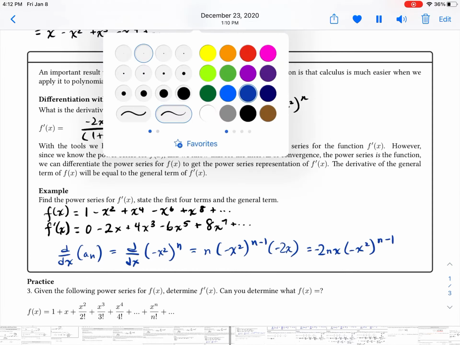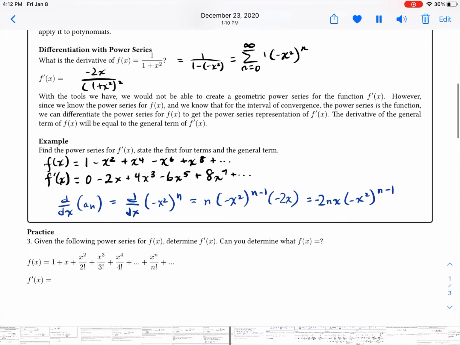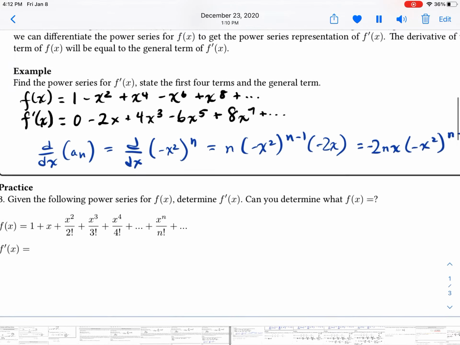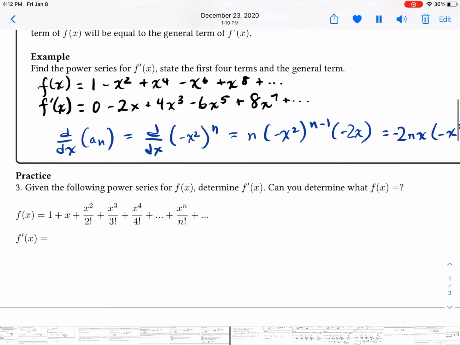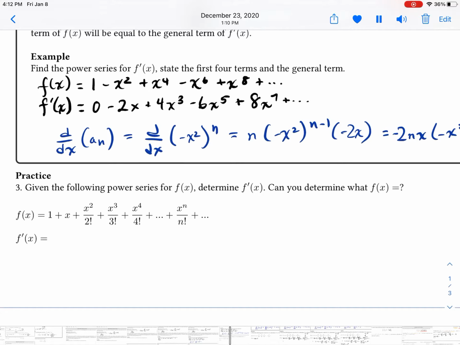And to really highlight one of the cool powers of this, no pun intended, let's look at the following power series here of f of x, and let's determine the derivative. And let's see if we can use the derivative to give us information about what we think the function itself might be. By just looking at the power series right now, it might be a little bit difficult to determine what our common ratio, if any, might be.